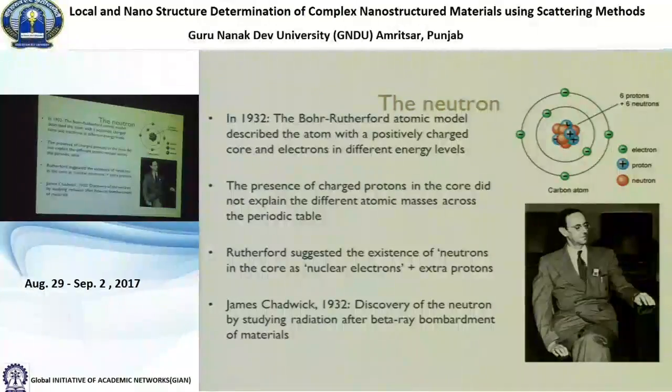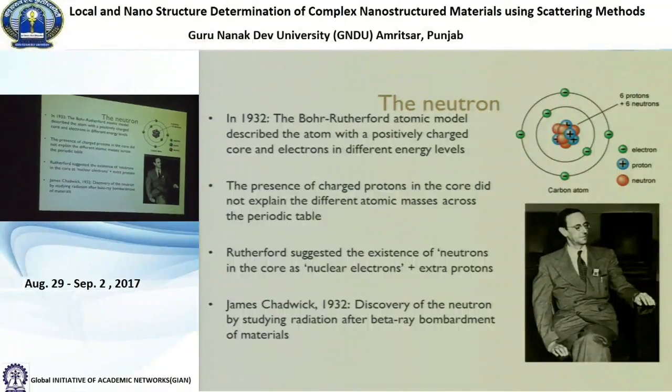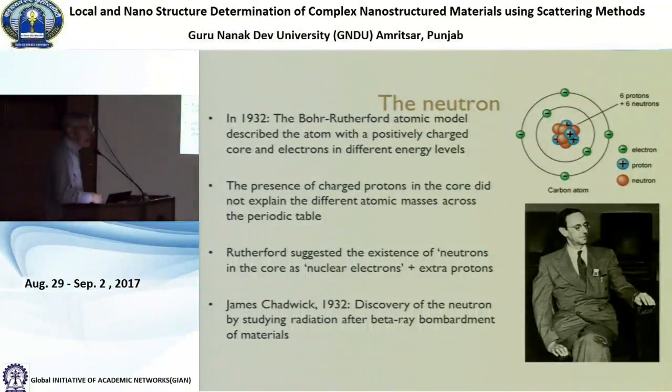What the scientists knew at that time was that there were protons in the nucleus, and these carried a charge. They knew about atomic number from the periodic table. But what they noticed was that the mass of the atom didn't scale with the atomic number. So they used a kind of forensics. They just did thought experiments.